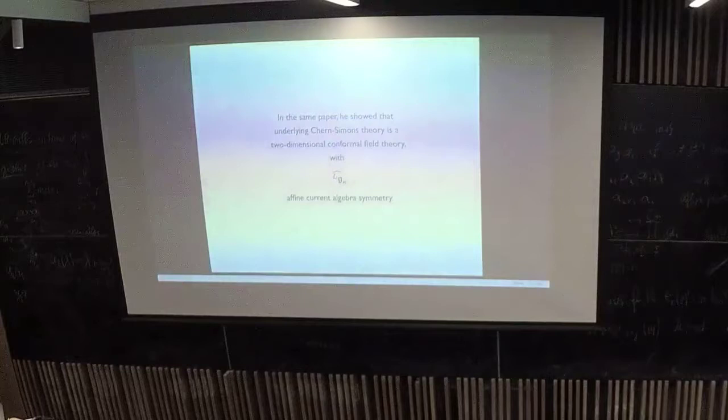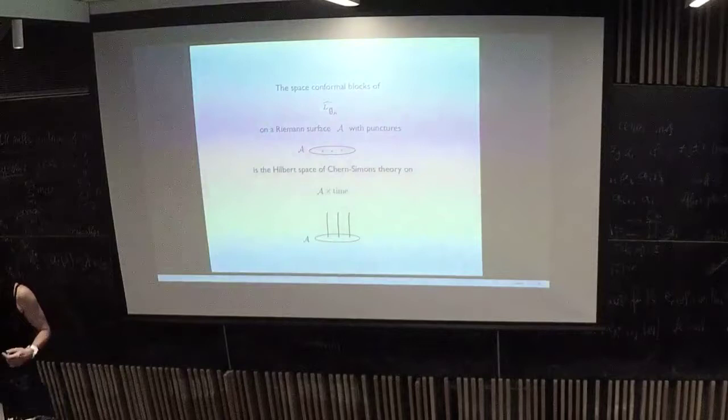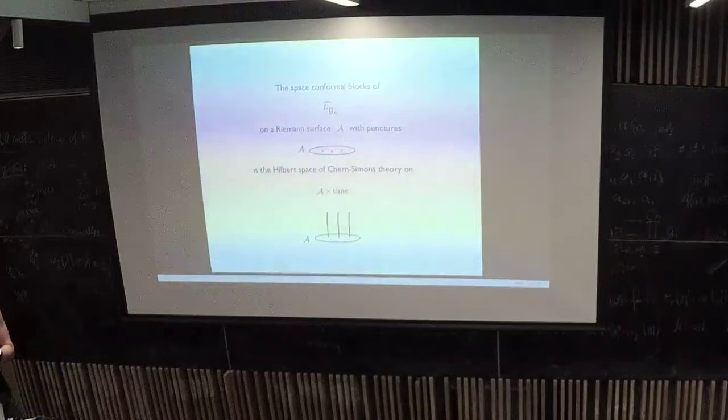Now, in the very same paper, he also shows that underlying Chern-Simons theory is a two-dimensional conformal field theory with affine current algebra symmetry, LG hat, at level kappa. So kappa is a positive integer? Aha, very good. I'm going to be loose about it. Of course, in Witten's story, kappa was a positive integer. Actually, in the way it's going to emerge from physics later on, kappa will be just an arbitrary complex number. The space of conformal blocks of LG hat on a Riemann surface with punctures is the Hilbert space of Chern-Simons theory on A times time.